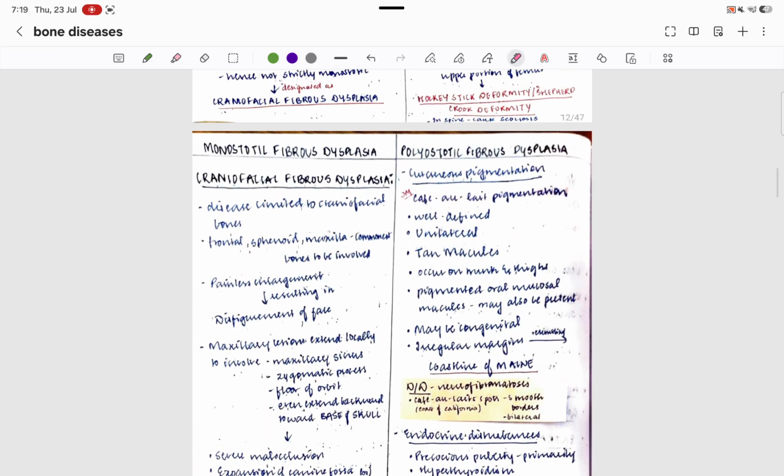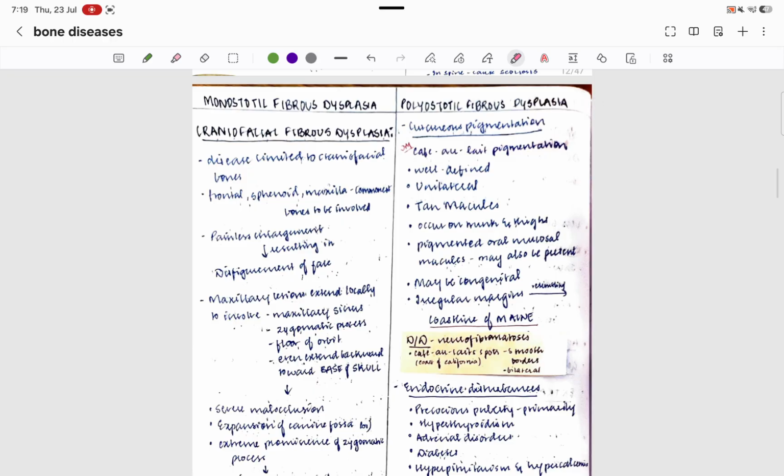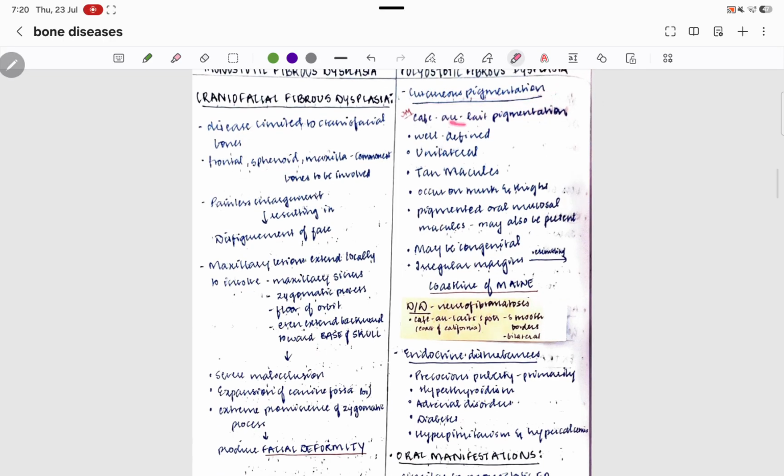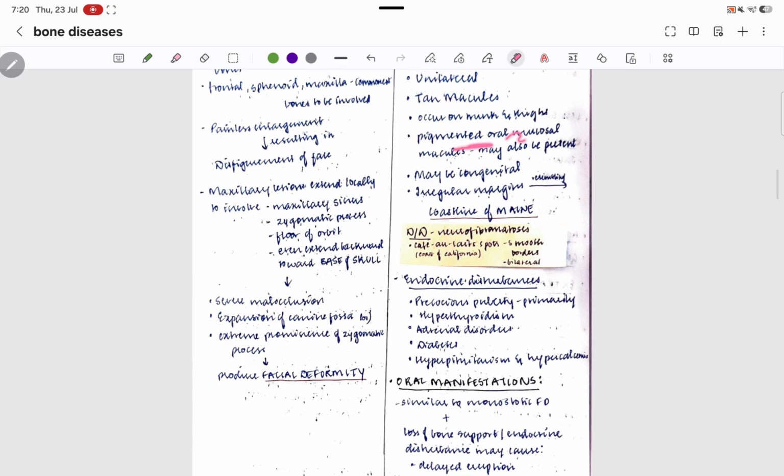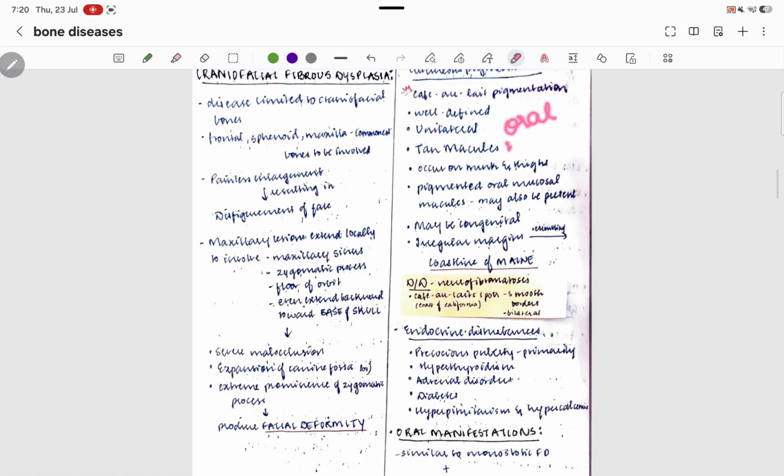Then polyostotic fibrous dysplasia has cutaneous pigmentations. Cafe au lait we discussed, now we have to elaborate on it. It is well defined. Let's say it is a round kind of macule, then it is well defined, it has borders, and it is unilateral. That means it occurs only on one side of the body. Tan macules occur on the trunk and thighs. Pigmented oral mucosal macules also may be present. So oral macules are one important feature here.